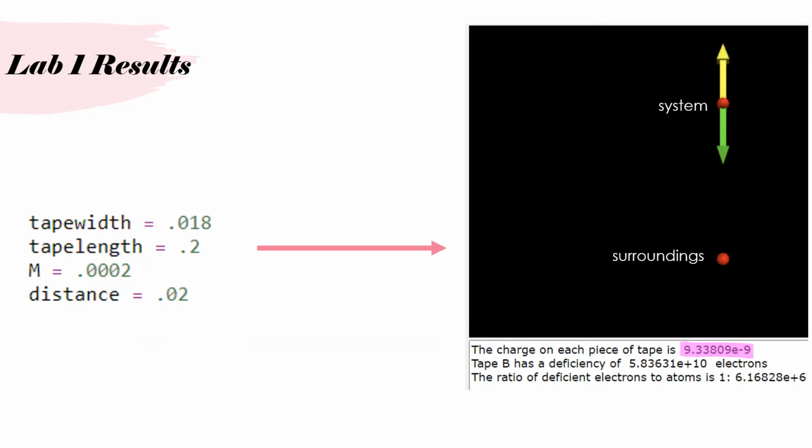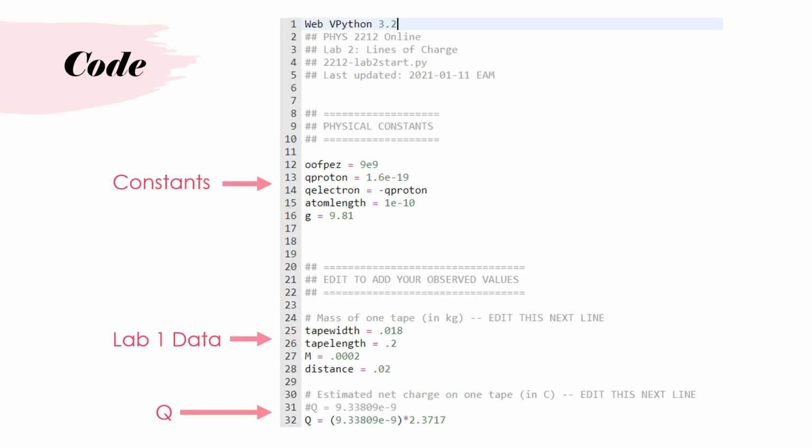Here are my experimental results from Lab 1, and then here is the resulting output from GlowScript. We have the upper tape being the system and the lower tape being the surroundings as well as everything else. And this gave me that the charge on each piece of tape is 9.3 times 10 to the negative 9th coulombs. Now I'm going to go over some of the more important parts of the code.